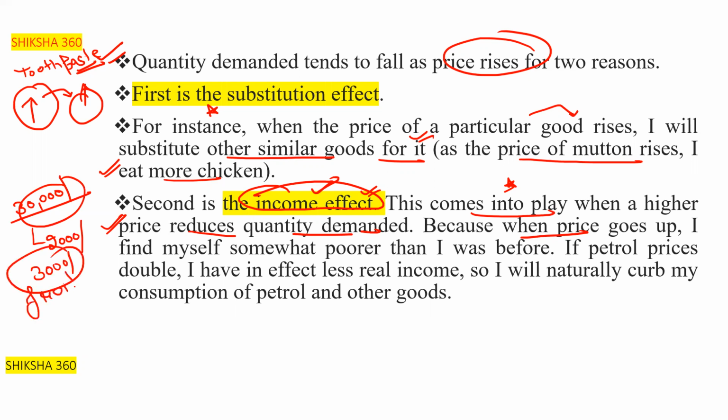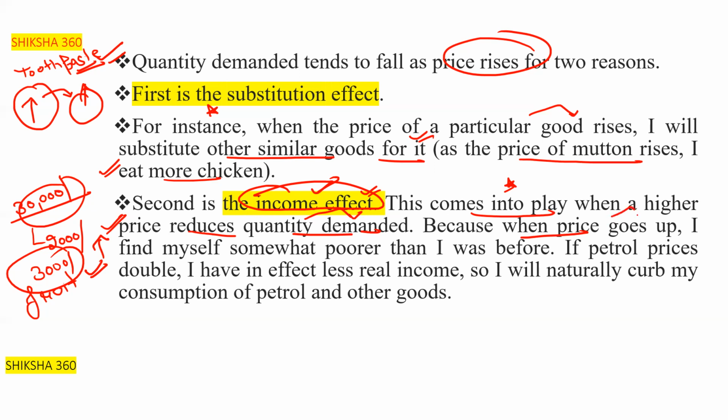Now what will happen? The price of the fruit will rise, but you will get a fixed income of 30,000. So you have to buy less. That is the income effect. This comes into play when a higher price reduces quantity demanded.